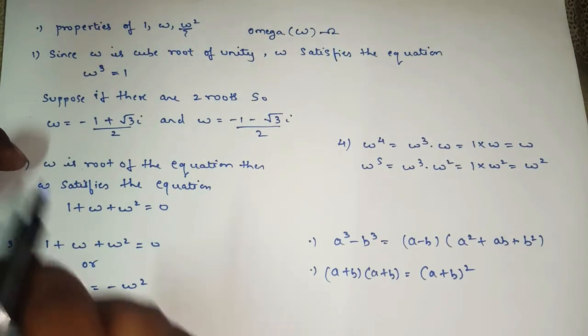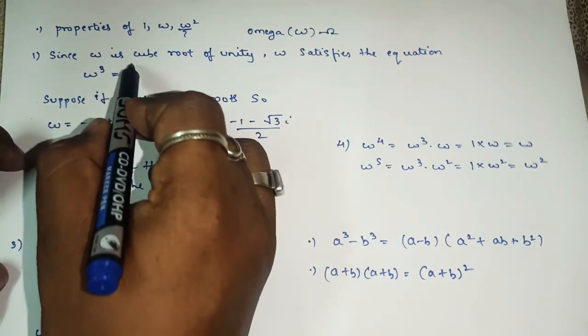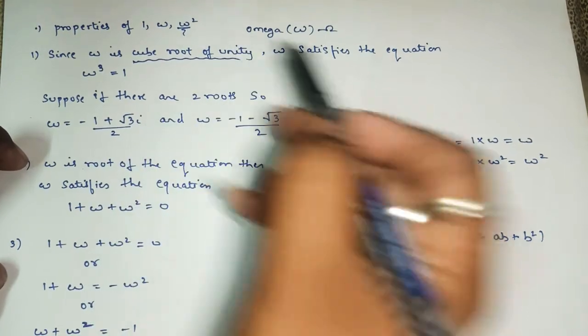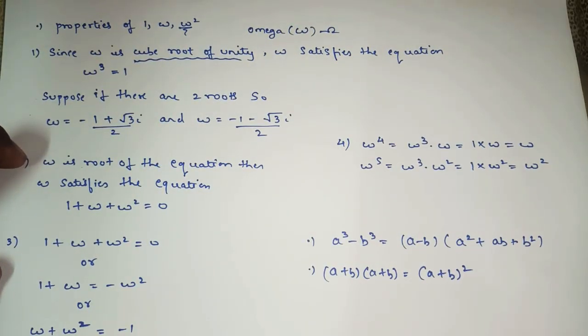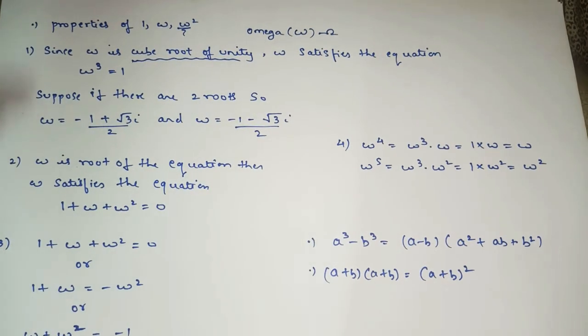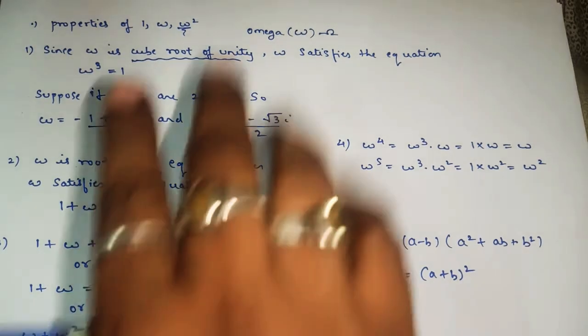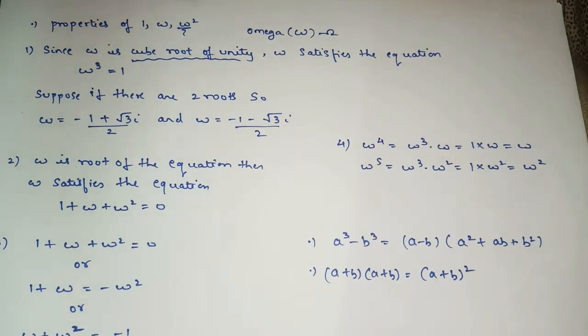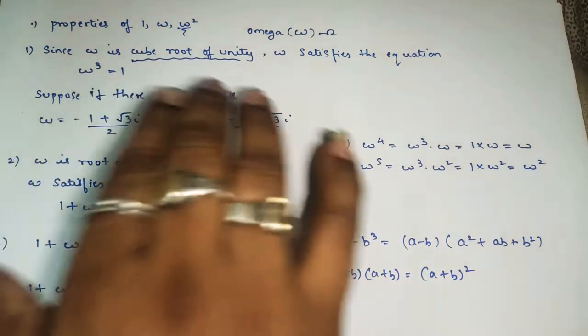So the third exercise is based on the cube root of unity for omega. Let's see the concept first, and then we'll see the sums based on these properties. When you see the sums in the exercise, each and every sum will contain this symbol, which is known as omega, and the concept is based on the cube root of unity.